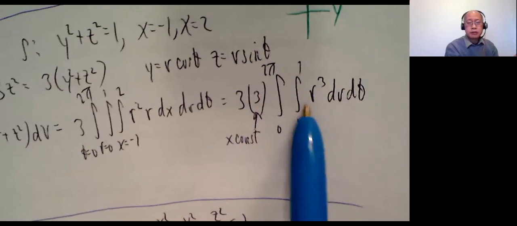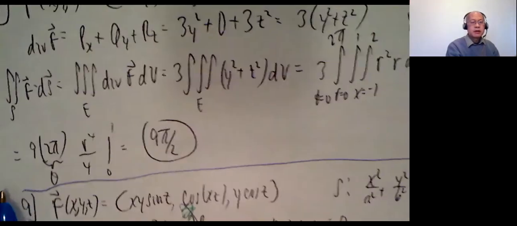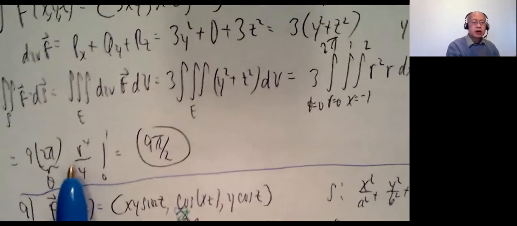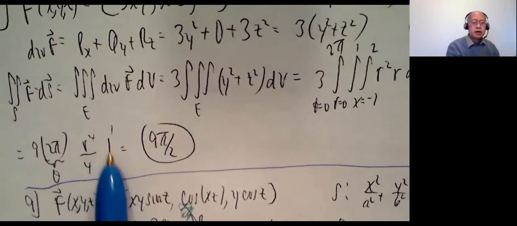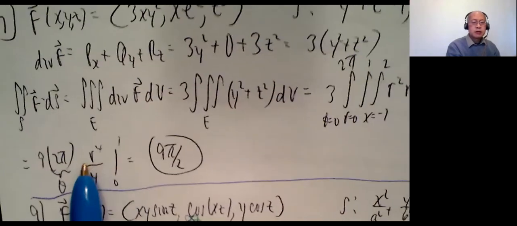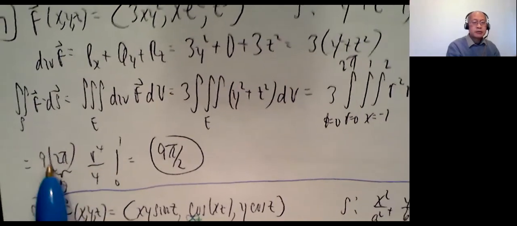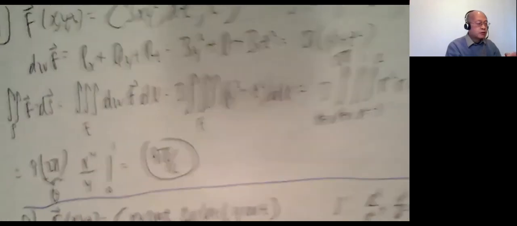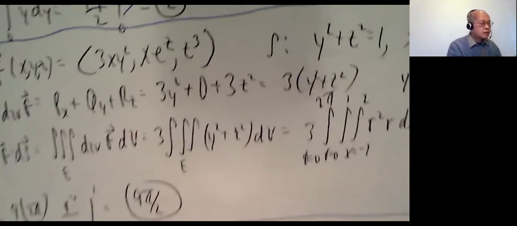And then I integrate r cubed. So 9 times 2 pi, that's for theta. r cubed over 4 from 0 to 1. Plug in 0, you get 0. Plug in 1: 9 times 2 pi divided by 4. 9 pi over 2. Final answer.